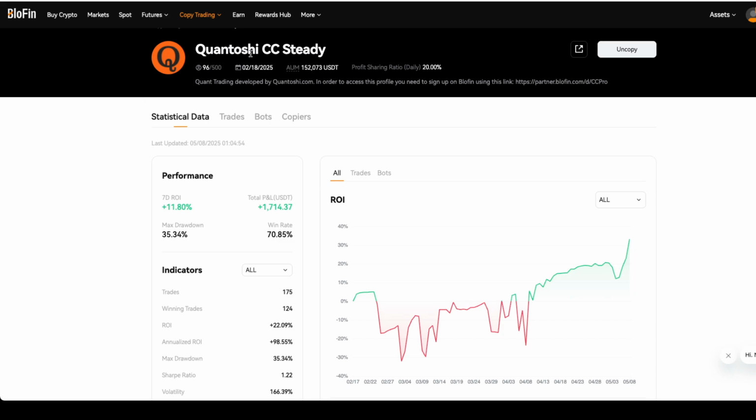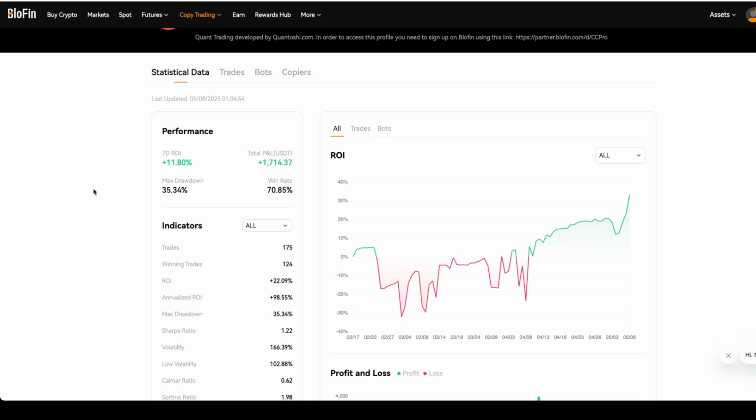You can also see how many are following, AUM, and you can go into all their data. Nothing is hidden from the public. At the moment, they are averaging 98% annualized return on investment. That means that you will double your money if you follow them for 12 months. But there is a catch with that.